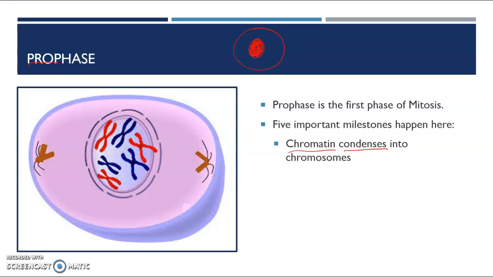So the chromatin is going to condense. That means it's going to wrap really, really tightly around proteins. The reason it does this is because when it's free-floating, like a string in the wind, it can easily be injured, which is why it has to be protected and kept in the nucleus.